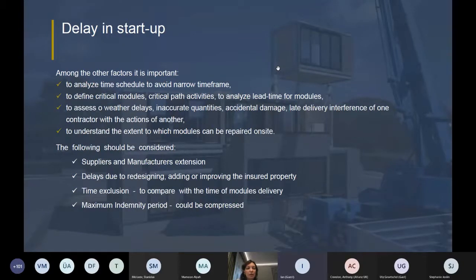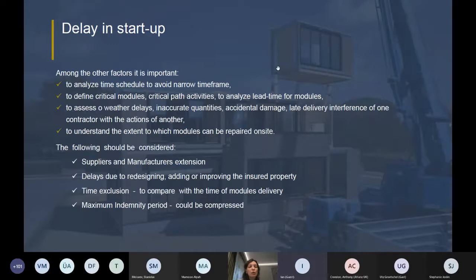Of course, we need to assess whether there are delays, some kind of inaccurate quantities, or late deliveries. And it's very important to understand the extent to which modules can be repaired on site. Because again, if we find that there is a problem with a module and we need to go back to the factory, it is obvious that the loss could be rather huge. Also, the following should be considered. As usual, the suppliers and manufacturers extension should be carefully analyzed and assessed here, because it takes a huge part of the risk.